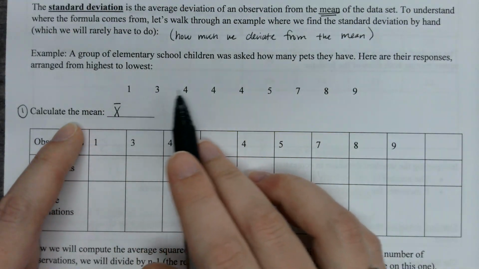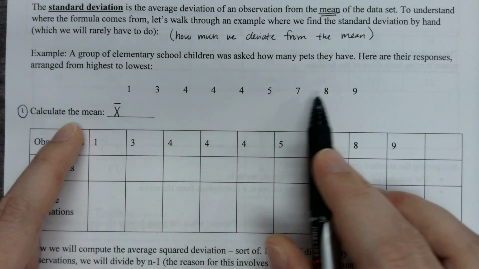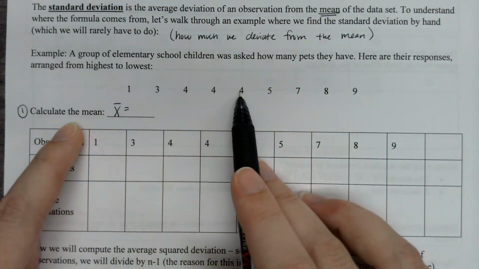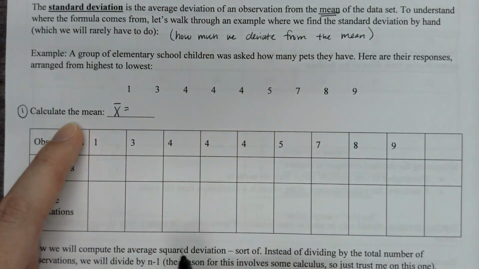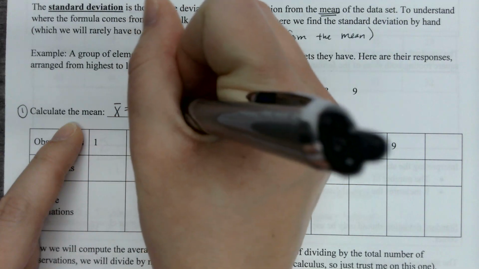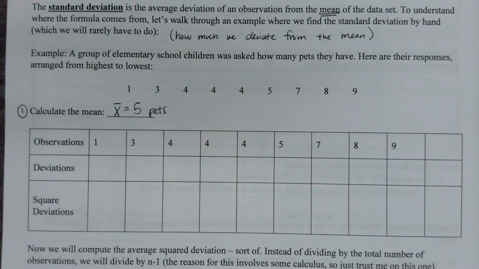So I'm going to add up 1, 3, 4, 4, 4, 5, 7, 8, and 9. And we'll divide by 1, 2, 3, 4, 5, 6, 7, 8, 9, because we have 9 individuals that were asked. And we're going to get 5 pets. So our average out of the group of elementary school children is going to be 5 pets.